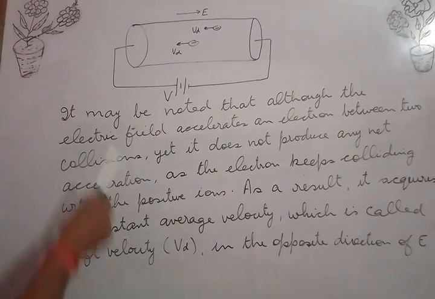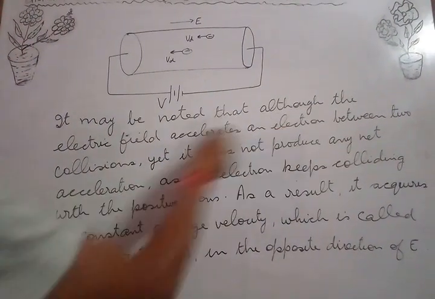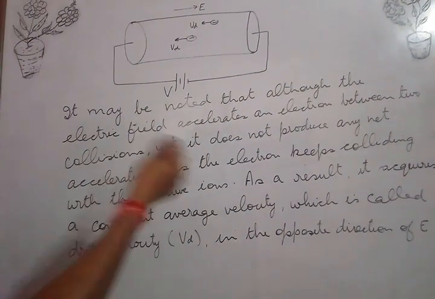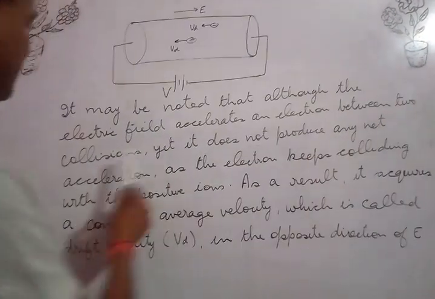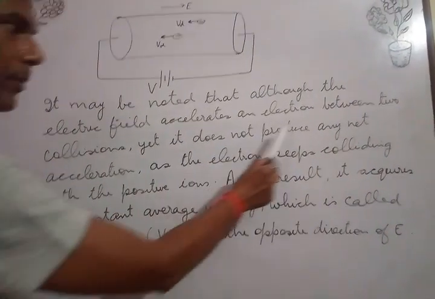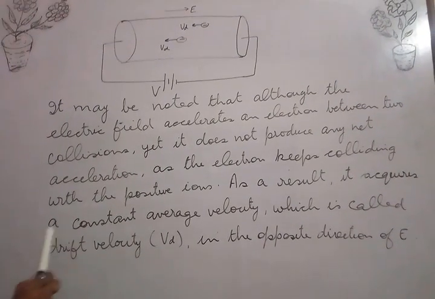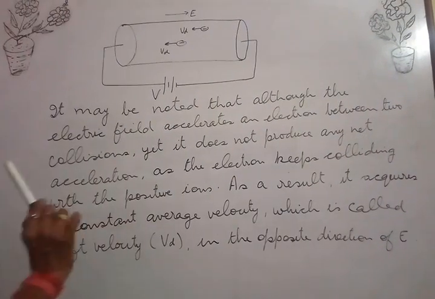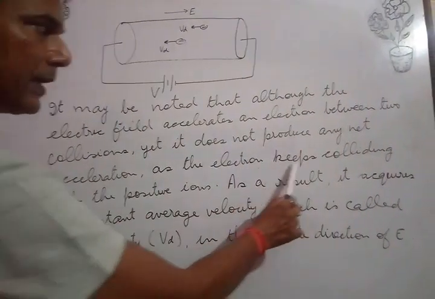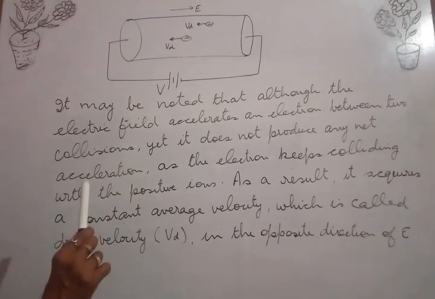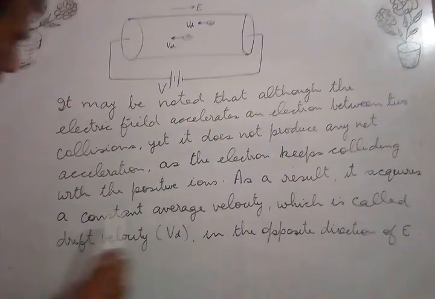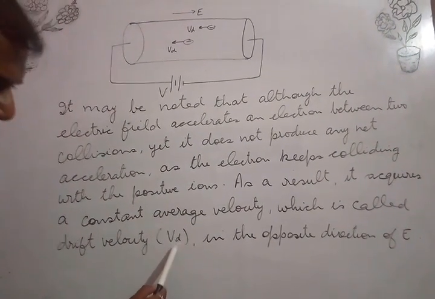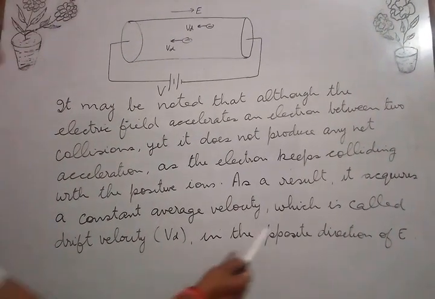Now this is a very important point. It may be noted that although the electric field accelerates the electron between two collisions, it does not produce any net acceleration, as the electron keeps colliding with the positive ions. As a result, it acquires a constant average velocity which is called drift velocity, and its symbol is Vd. The direction of this drift velocity is opposite to the direction of E.